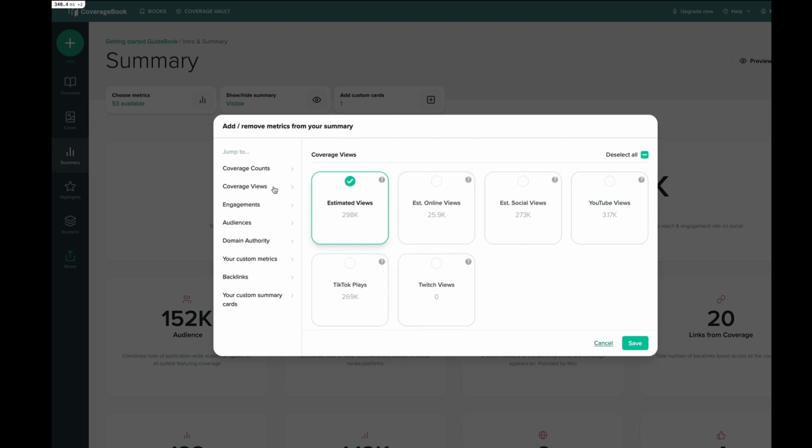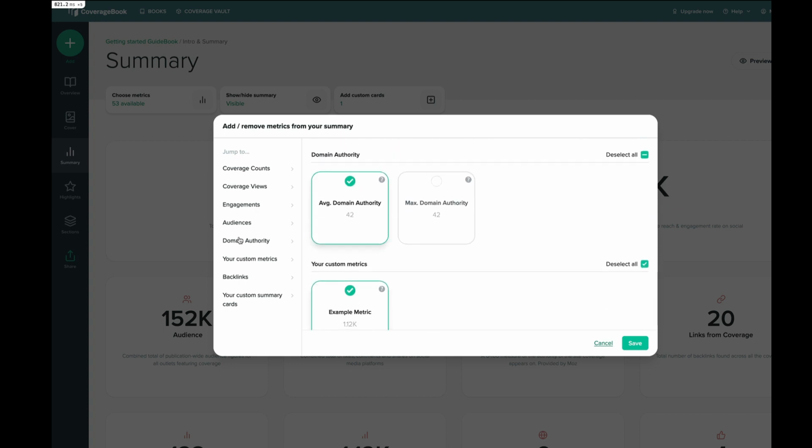Coverage views looks at the estimated views figure that I talked you through earlier. And again, you can look at this overall or break it down by platform. Engagements is how many comments, likes and shares that each piece has had. And again, you can break this down by platform. The audience looks at the overall publisher figures. So for an online article, that's the unique visits. And for social, that's how many followers or subscribers.